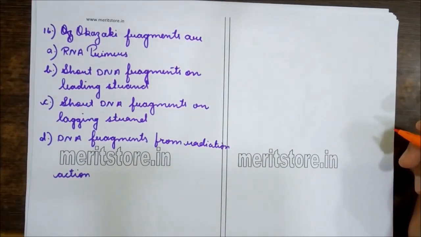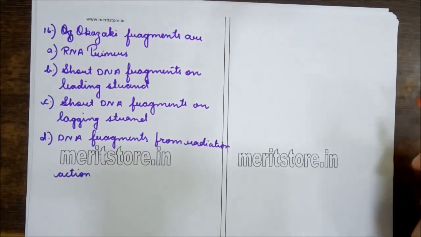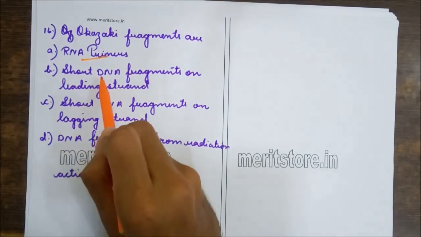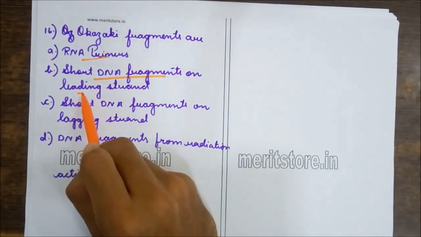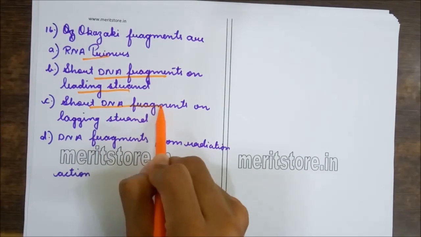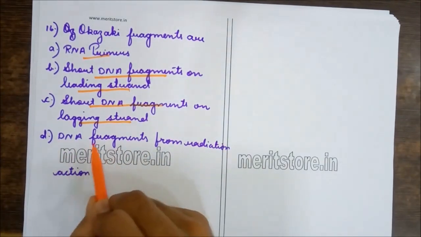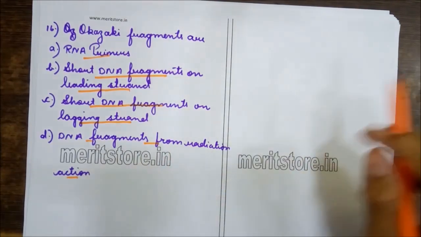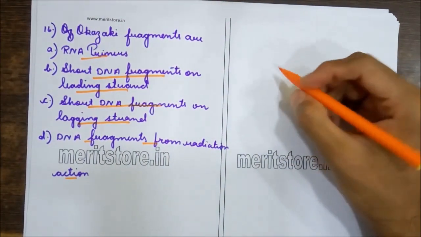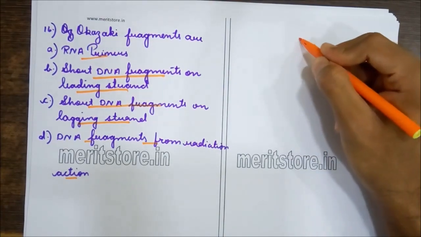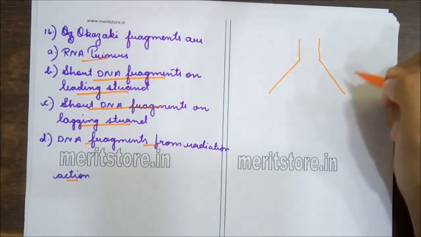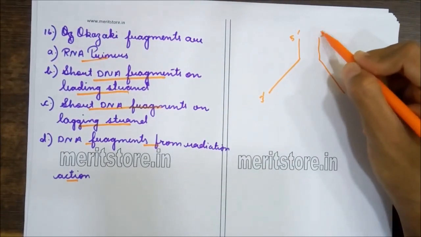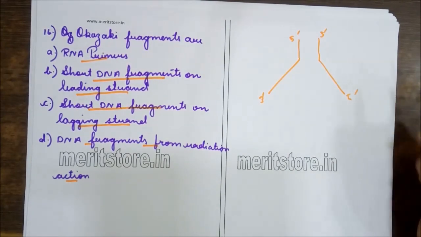Question number 16, Okazaki fragments are option A, RNA primers. Option B, short DNA fragments on leading strand. Option C, short DNA fragments on lagging strand. And option D, DNA fragments from radiation action. For this question, you should understand the DNA replication process, which consists of 2 strands, that is 5' to 3' and from 3' to 5' polarity.